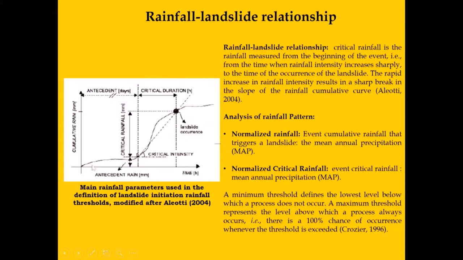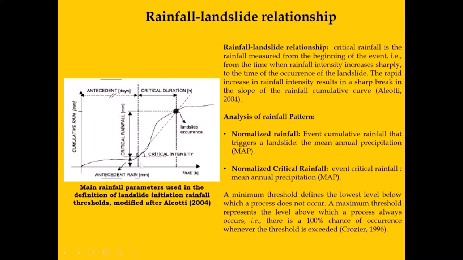So if the antecedent rainfall had not been of this value, then this point should have been somewhere here. And if the critical intensity starts from this point itself, then it can never reach this point. So that's how I have to get this antecedent rainfall, this slope, and this value. It may appear trivial, but it is perhaps not.